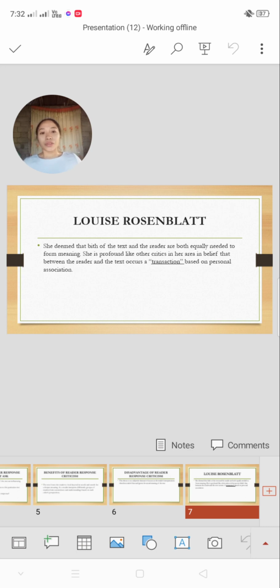And there is a theorist that explains the reader response criticism, and she is Louise Rosenblatt. Louise Rosenblatt deemed that both the text and the reader equally need to form meaning. She is profound, like other critics in her area, in the belief that between the reader and the text occurs a transaction based on personal association.